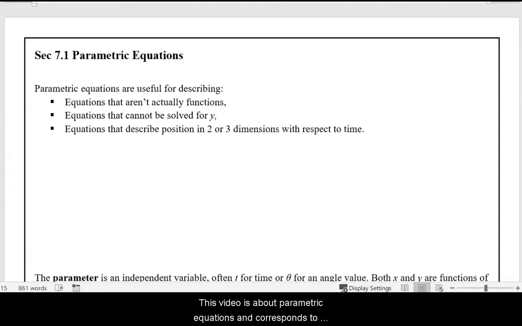This video is about parametric equations and corresponds to section 7.1 out of the OpenStax Calculus book, Volume 2. In this video, we're going to discuss what parametric equations are, what they're used for, and how to translate from a parametric equation to a regular rectangular coordinate system equation and back.